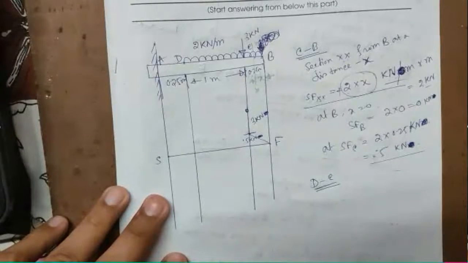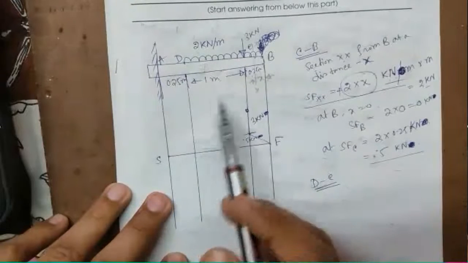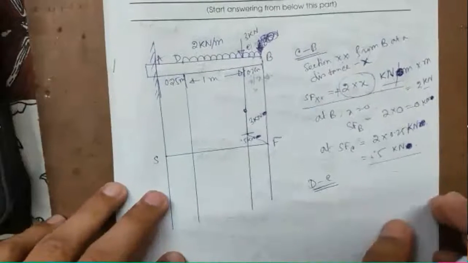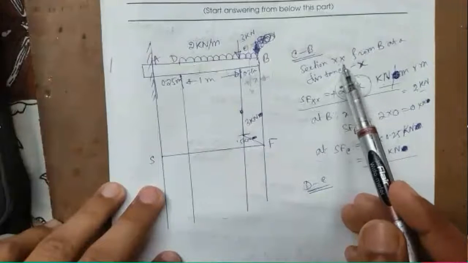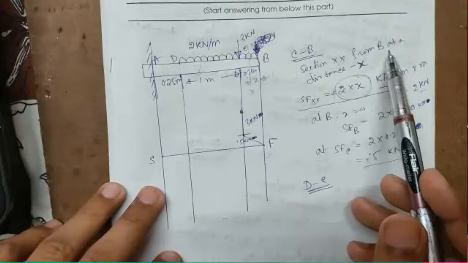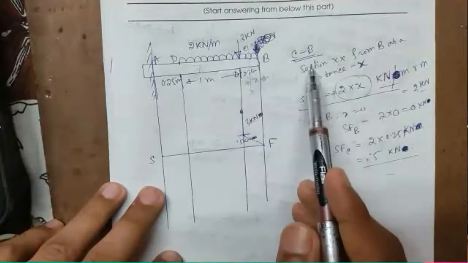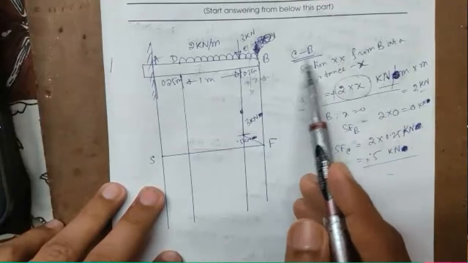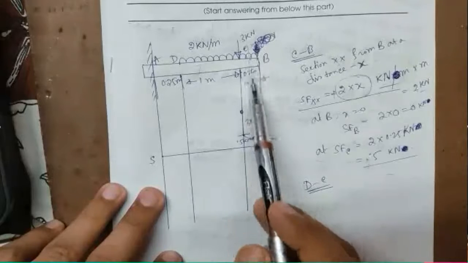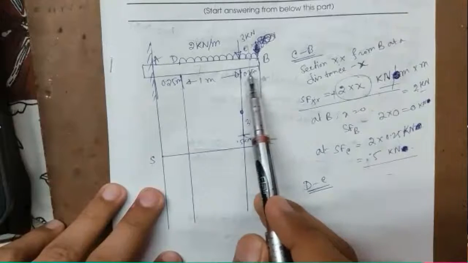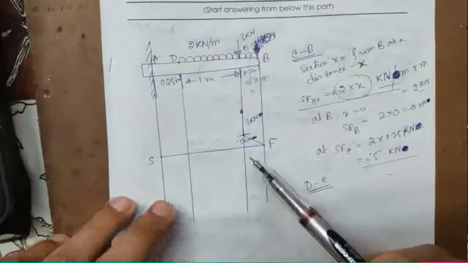Now in this case, our job is to draw the shear force and bending moment diagram for this condition. So this is what we have to imagine in our head: the section XX is taken from B at a distance of X. The section is taken between this CB portion. In this region, we will take a section XX at a distance of X from B. We have to visualize it inside our head.